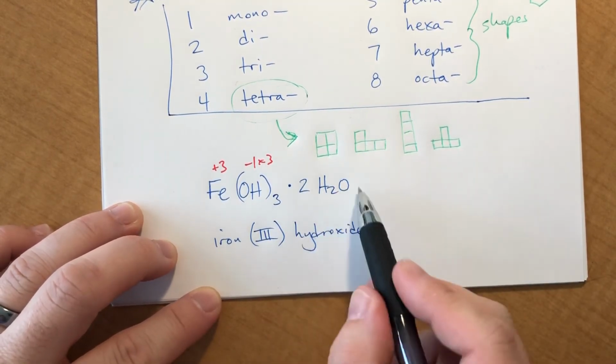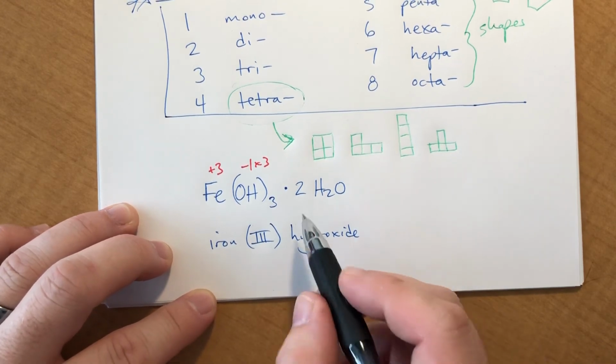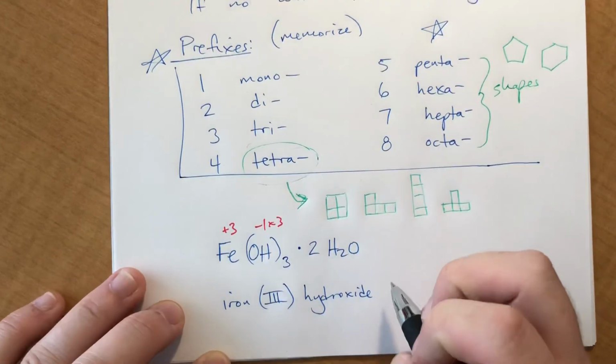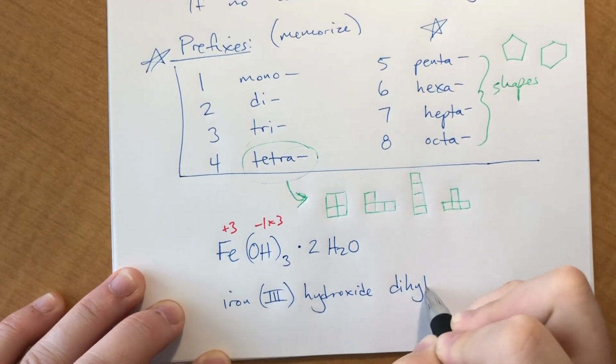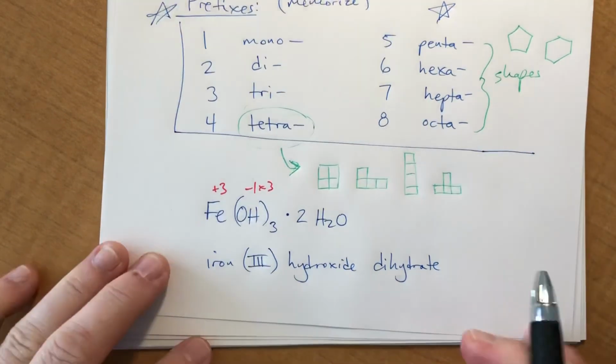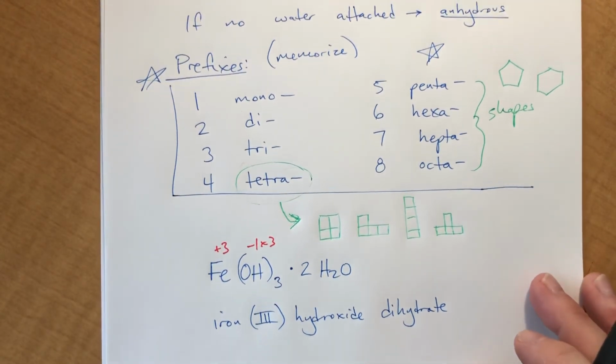You'll notice this water part had nothing to do with the naming. This is exactly how we learned it before. And then you just add, the prefix is di, and then the word hydrate. So dihydrate, implying that there is 2 waters attached. Okay, so that's really all there is to it. It's just a slight addition to the way we were naming salts.